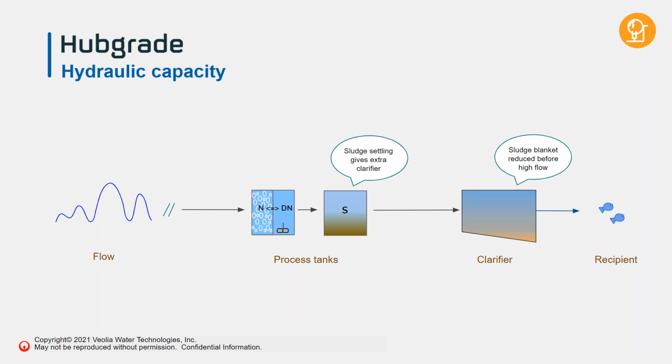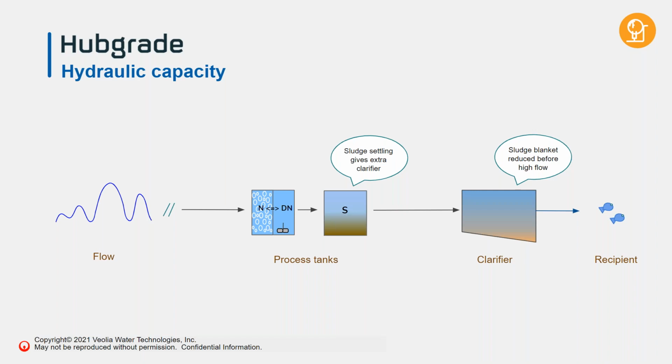But what happens if suddenly it starts raining heavily? Your flow is going to change, it's going to rise, and it might put your plant at risk of a sludge escape, or even making you non-compliant. So the way that you could use real-time control to optimize this is to look at your existing process steps in a different way and use them in a dynamic way.